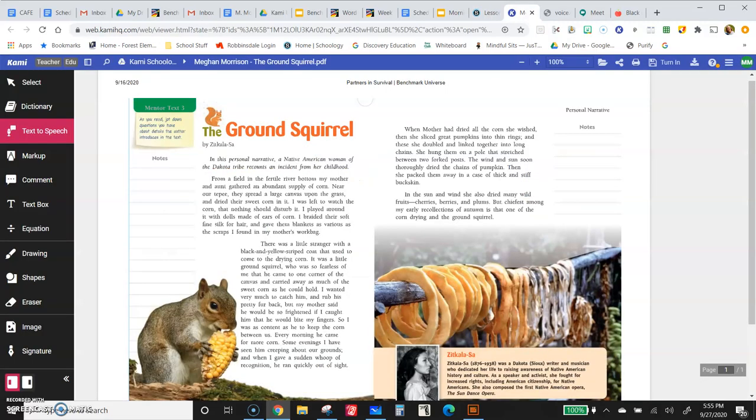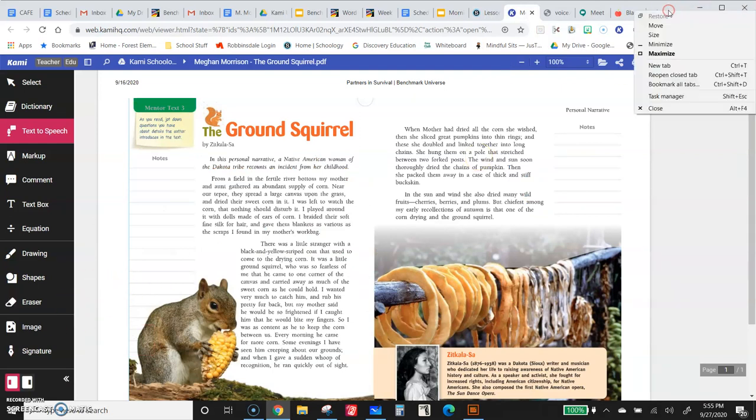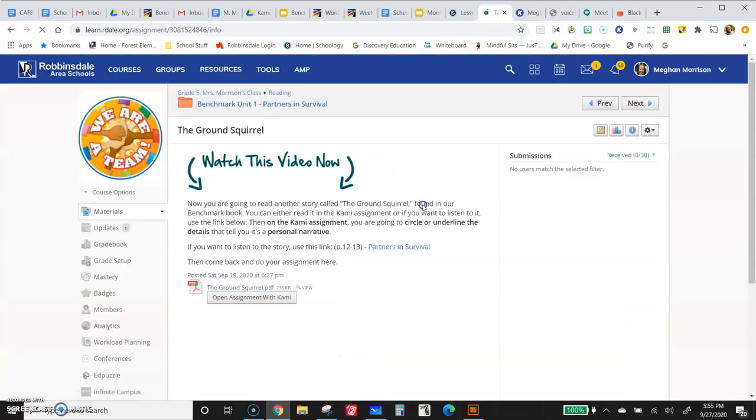Oh no, I closed it! One second, fifth graders. Let me reopen my closed tab. See if that works. There we go.